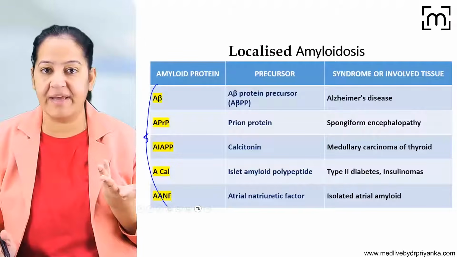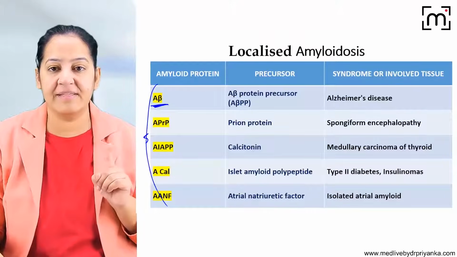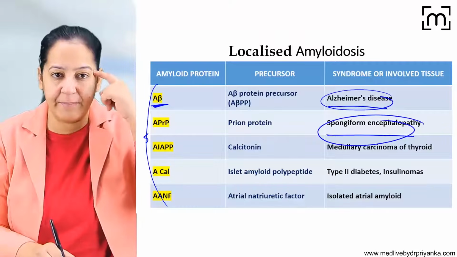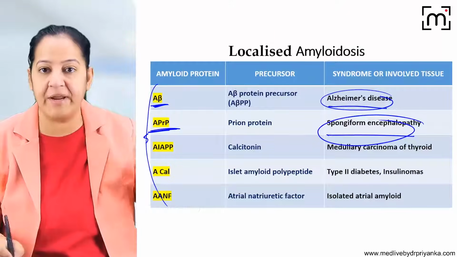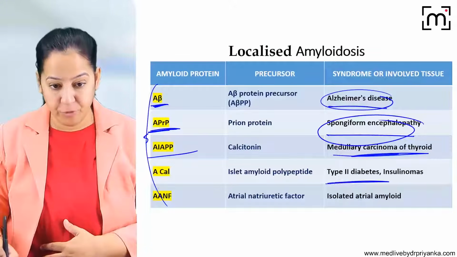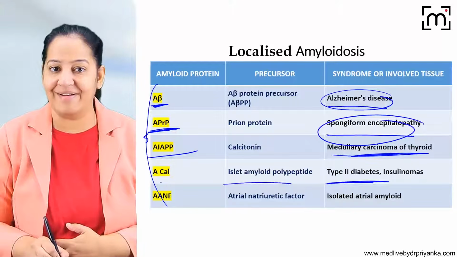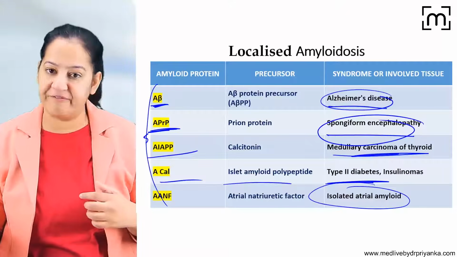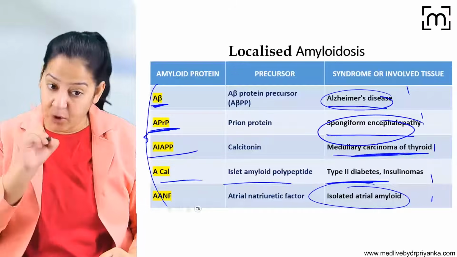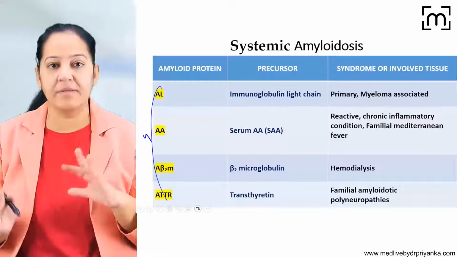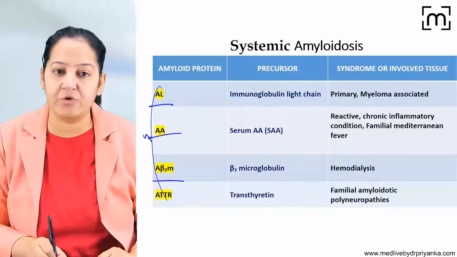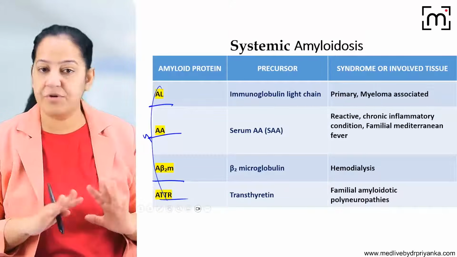So which 5 are localized? Like A beta, in Alzheimer's disease, the amyloid gets deposited only in the brain. The same with spongiform encephalopathy, the prion amyloid gets deposited only in the brain. In medullary carcinoma of thyroid, the amyloid gets deposited only in the thyroid. In type 2 diabetes, amyloid gets deposited only in the pancreas. And in atrial natriuretic factor amyloid, the amyloid gets deposited only in the heart. So one organ is involved. That is localized. Now coming to the systemic, in AL, AA, A beta 2 microglobulin and ATTR, amyloid gets deposited in multiple organs.